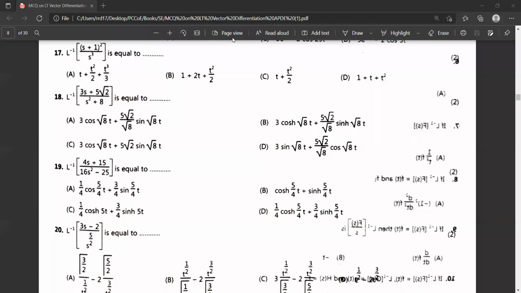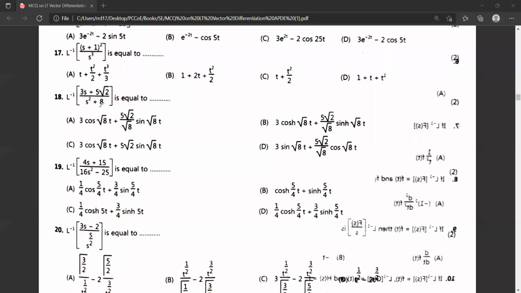Now, again, it seems to be a little bit difficult, but it is not exact. The only thing you have to do is just separate the terms. So if you separate them, what do you get? We are going to get 3 times L inverse of s upon s square plus 8, where 8 means square root of 8 whole bracket square. Okay, the first term is done. Now plus 5 root 2, I'm going to take outside.